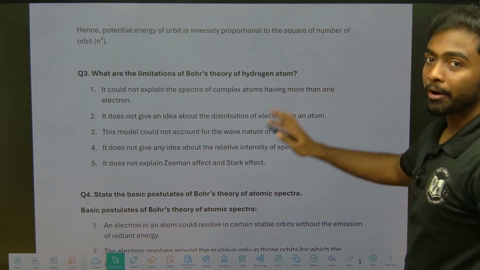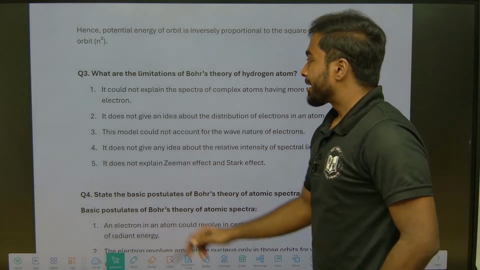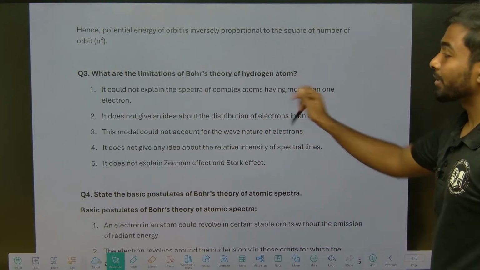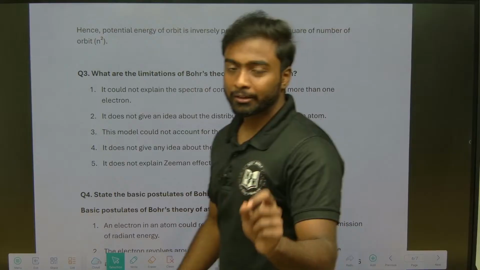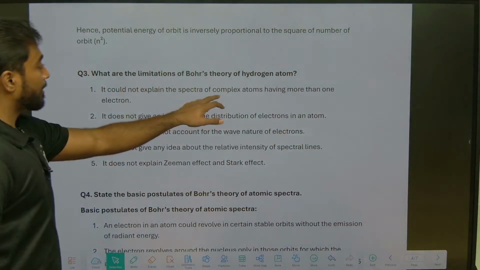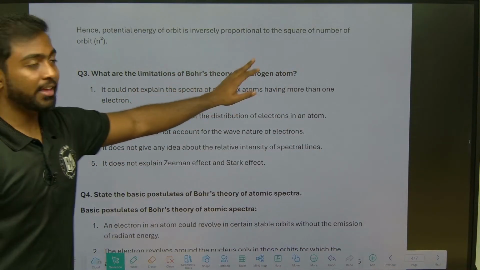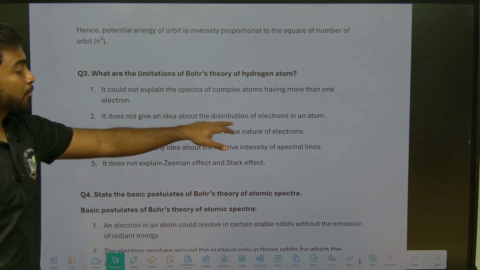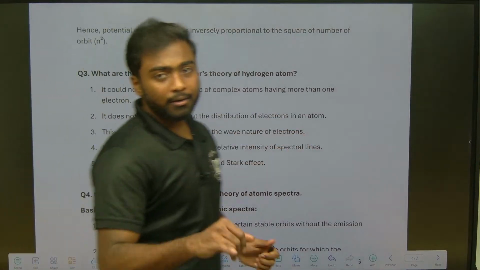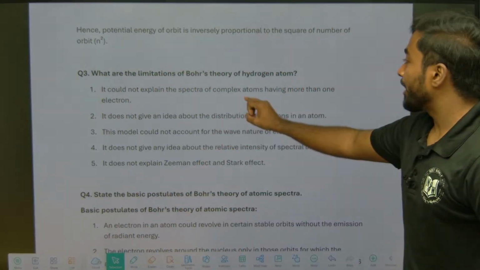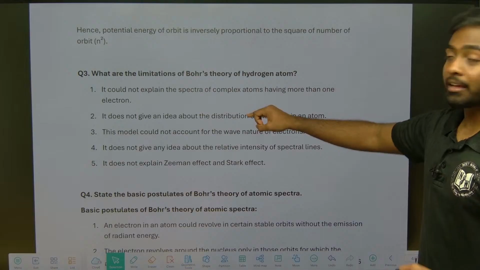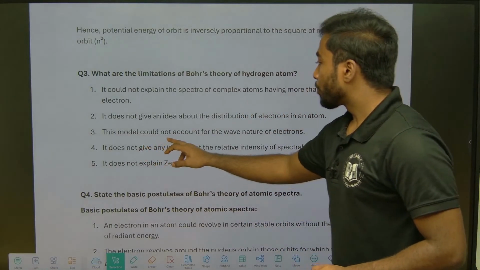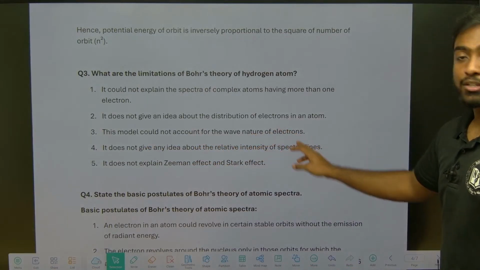So there are 5 points here. The first point is, it could not explain the spectra of complex atoms which have more than one electron. If we have more than one electron, we cannot explain it. That's one of the limitations of Bohr's theory of hydrogen atom. And second, it does not give an idea about the distribution of electrons in an atom. Third point, this model could not account for the wave nature of electron.